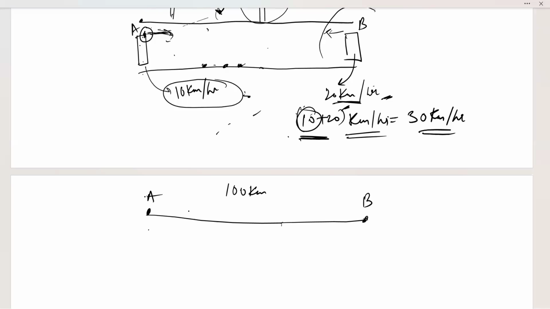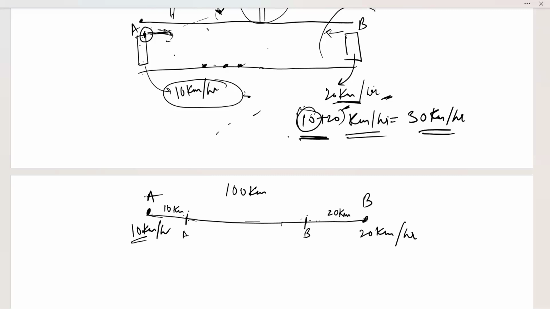So A's speed is 10 kilometers per hour and B's speed is 20 kilometers per hour. Now after, let's say, 1 hour, what is happening? Right now the distance is 100 kilometers. After 1 hour, A will come 10 kilometers ahead, to here. It will cover a distance of 10 kilometers, and B will cover a distance of 20 kilometers. Let me take it a little bigger.